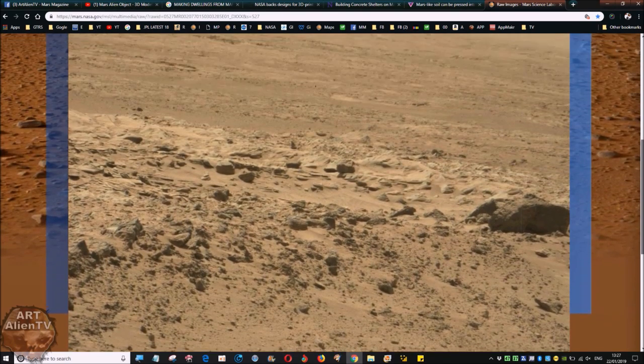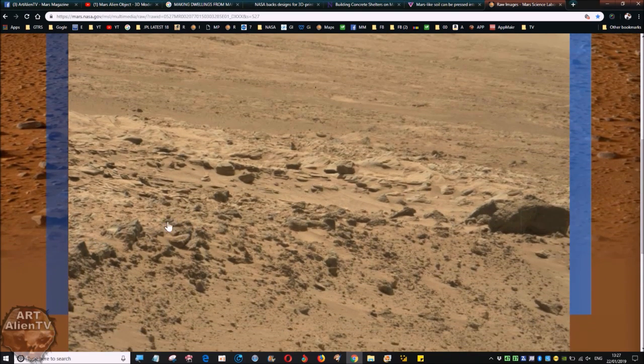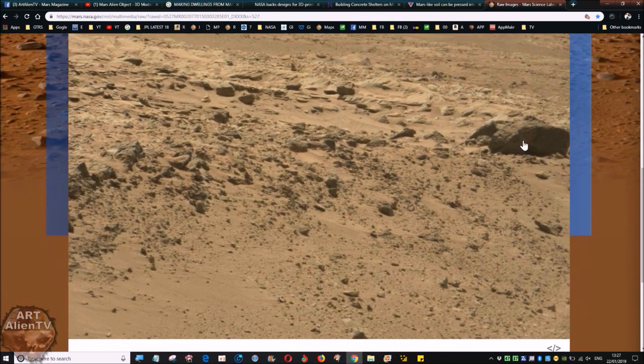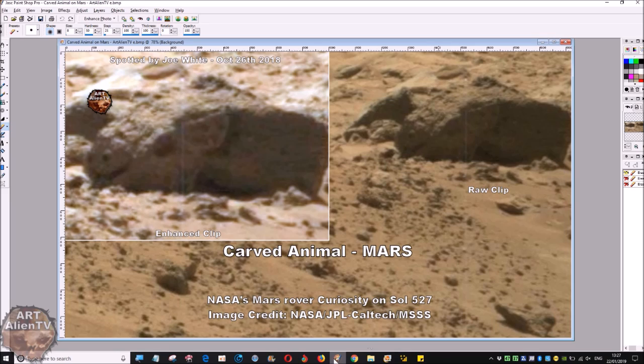Okay, so we got this ridge line here with a load of rocks in a row, and right over to the far right of the image, near the centre, we have this thing. Okay, now, this to me looks like a carved animal, and I don't really know what sort of animal it is, but I'm sure some of you might be able to help me with that. It kind of looks a bit like some kind of rodent, or who knows what it is.